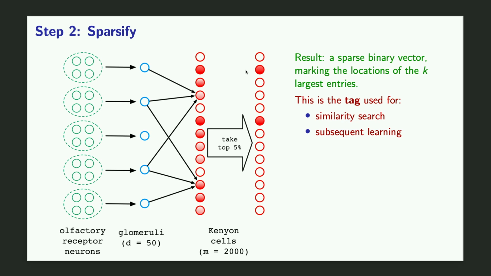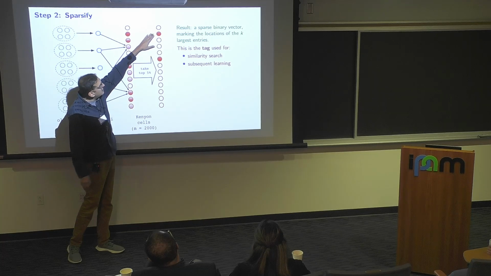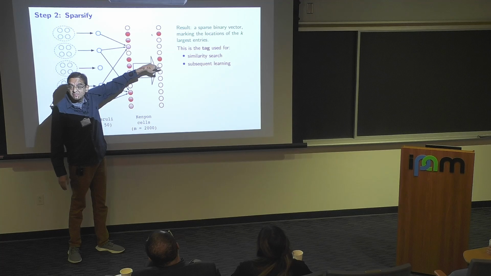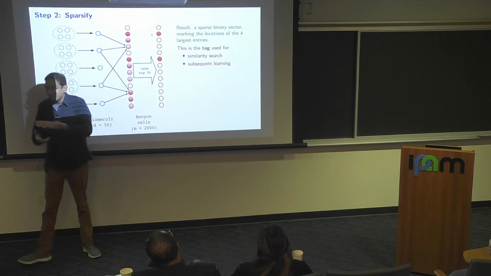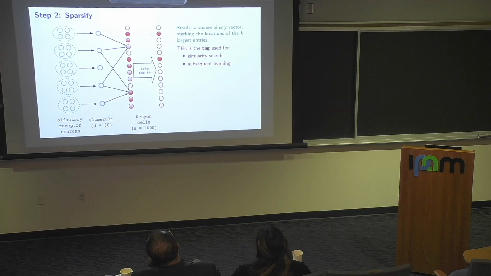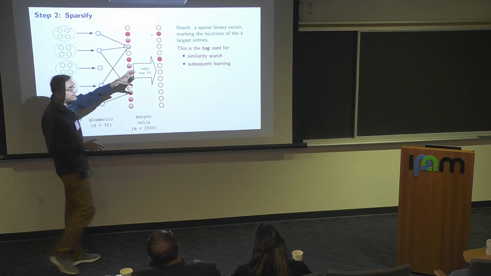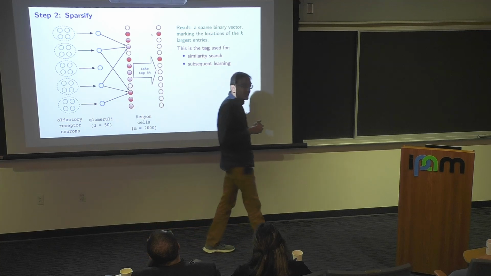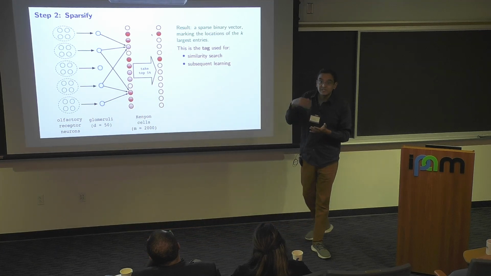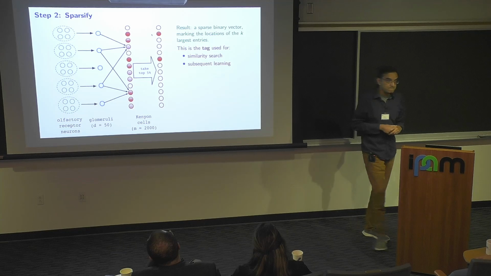And since it's low precision, to a first approximation, we can just say that all we remember are the positions of the top entries. Okay, so we have this 2,000-dimensional vector, and we just remember the positions of the largest numbers. So you get this 0, 1 vector, a binary vector, which now encodes the positions of the largest values. And now this is the tag, or the high-dimensional representation in which subsequent processing occurs. Okay, similarity, search, learning, whatever.